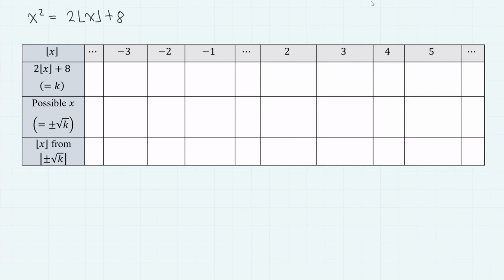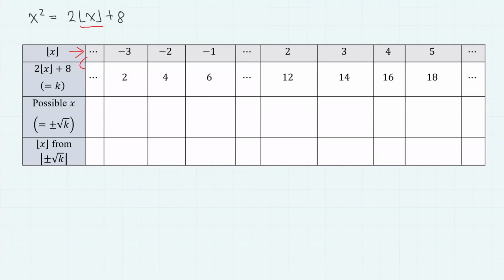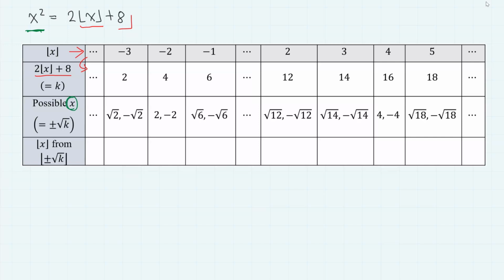So the procedure looks like this. We have these integer values for this floor x on the right-hand side of the equation. Then, using these values, we calculate 2 times floor x plus 8 on the right-hand side. This has to equal x squared if it is indeed a root. So the value of x comes from the positive or negative square roots of these values. Then we can find the values of floor x using these obtained x values in the third row.